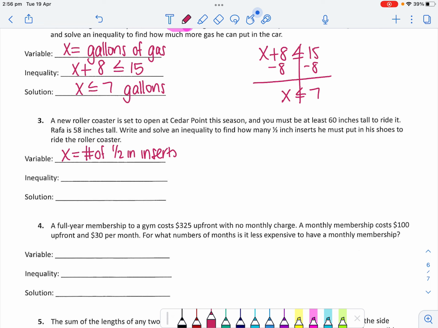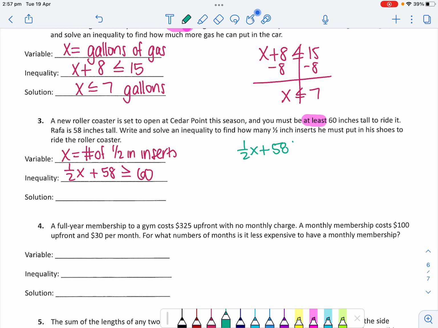So my inequality is going to be 1/2 times X. So 1/2 times the number of inserts plus 58 inches needs to be greater than or equal to 60 inches, because I have to be 60 inches tall to ride this roller coaster. So 1/2 X plus 58 is greater than or equal to 60. So minus 58. So 1/2 X is greater than or equal to 2. I'm going to multiply by 2 on both sides. And X is greater than or equal to 4 inserts.